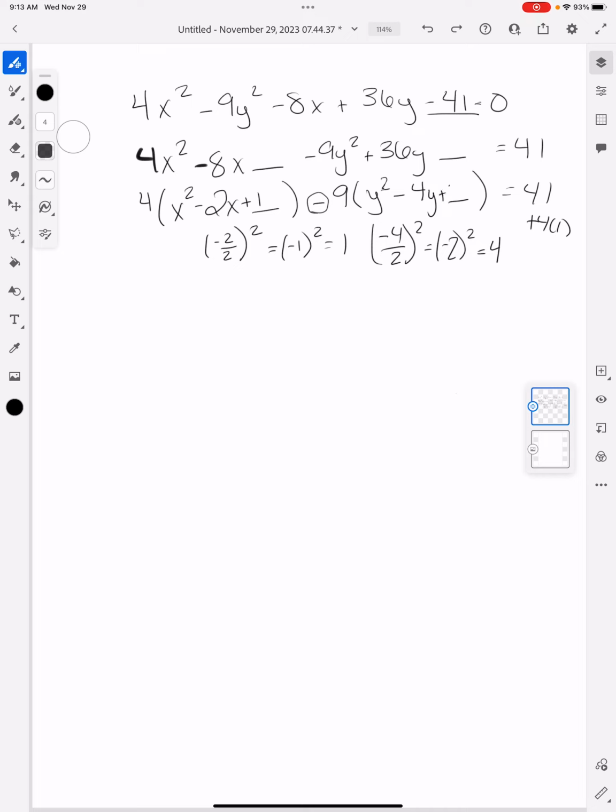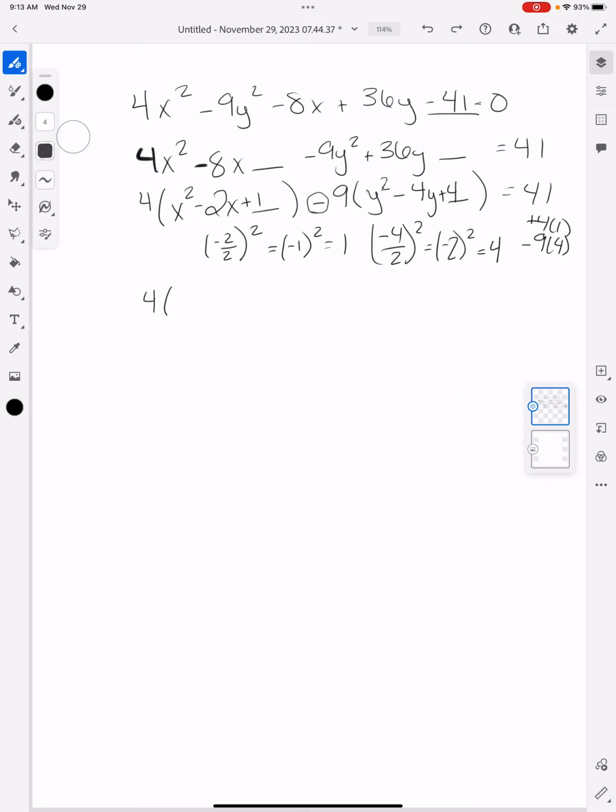So I'm going to add 4 to both sides here and 9 times 4 because I have that 9 factored out. And it's actually going to be a negative 9. So that's a little typo on my part. Oops. Technology is not perfect with pens.